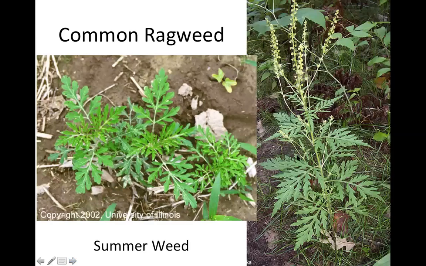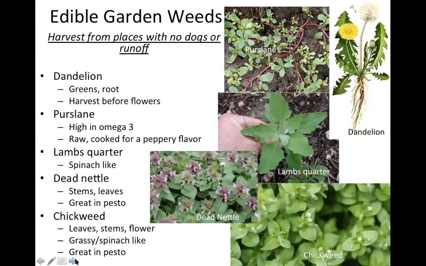Ragweed, one of the things that tortures us with its pollen, but pretty easy to identify and to pull in the summer. Then here's a whole list of edible garden weeds. I'm actually going to talk a lot more about this during our harvesting and cooking class. But all these weeds are super nutritious. They've probably got more nutrients than most of the things that we can plant, especially purslane, which has an amazing level of omega-3. Lamb's quarters has tons of iron and things like that. Yeah, they're really healthy plants.